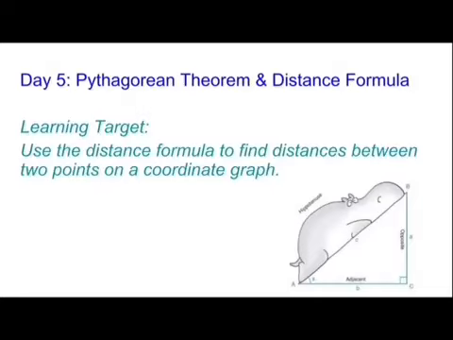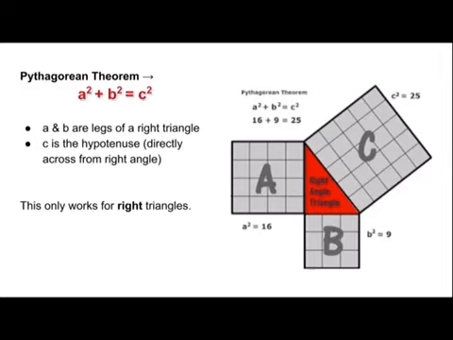Hey guys, today we are working on Pythagorean theorem and distance formula. Our big learning target, what we're going to learn today, is to use this distance formula to find distances between 2 points. So Pythagorean theorem, it is a squared plus b squared equals c squared.